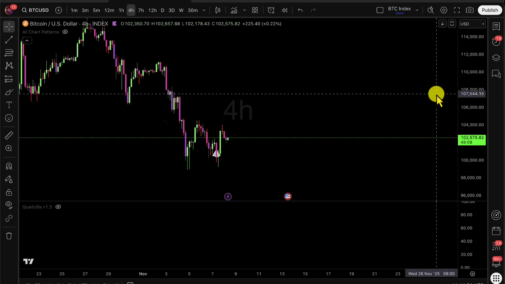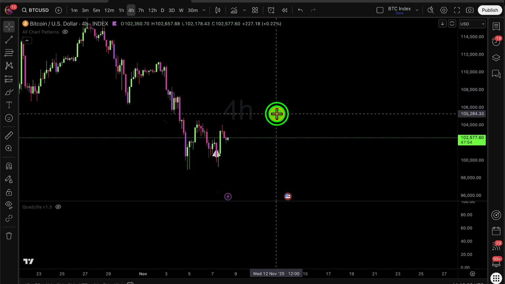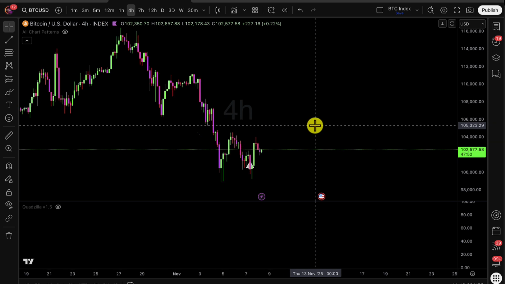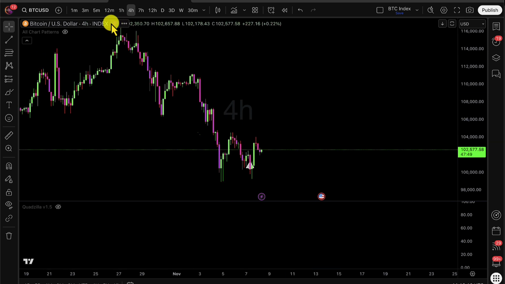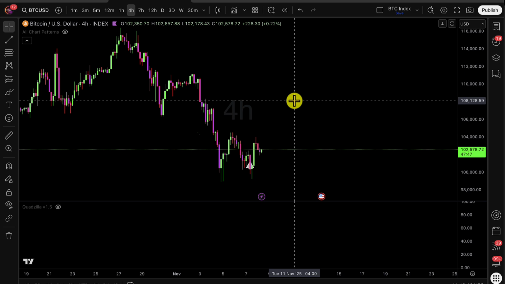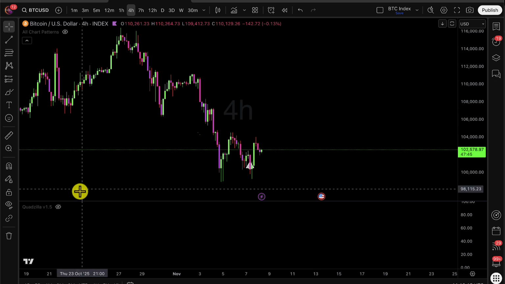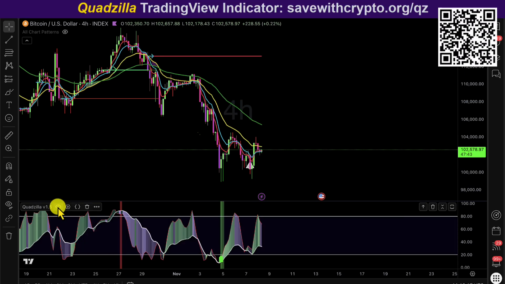Okay, so it's Saturday lunchtime, November the 8th, I think it is. So I'm just taking a look at the price of Bitcoin versus the US dollar. I'm using the historical index chart here because that's got the most data. And I'm going to put on our indicator, which is called Quadzilla.